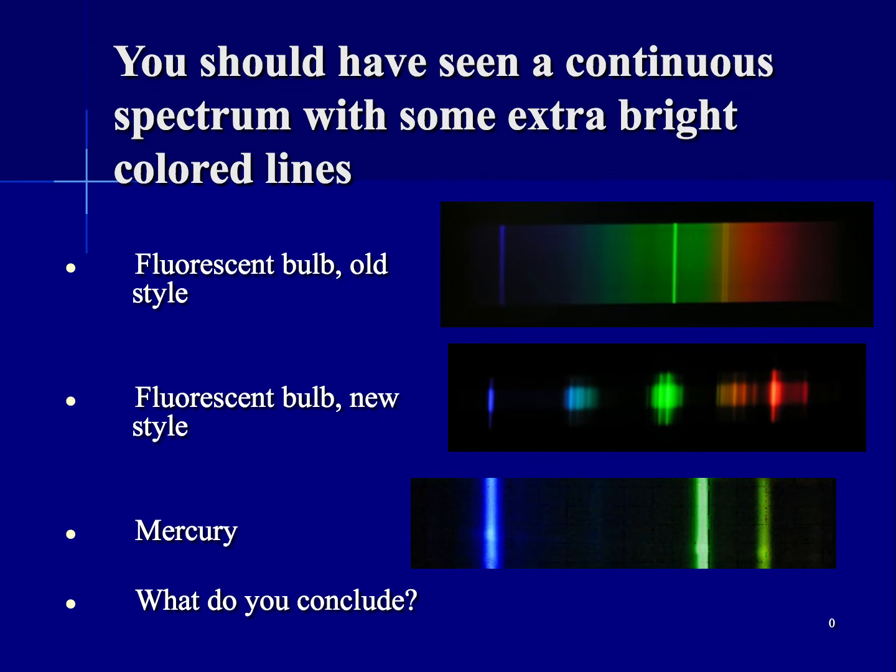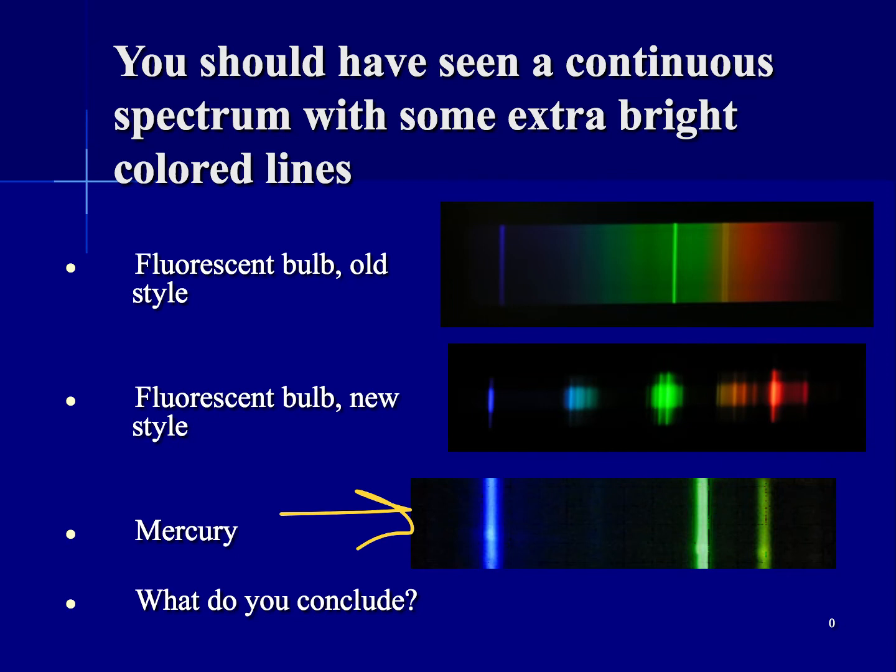Compare these sets of lines specifically. Hopefully it's clear that there is no mercury in the old-style fluorescent bulbs. There is no matching pattern of 2 green lines and 1 blue line that we see present in the mercury. However, we do see those lines present in the new style fluorescent bulb.